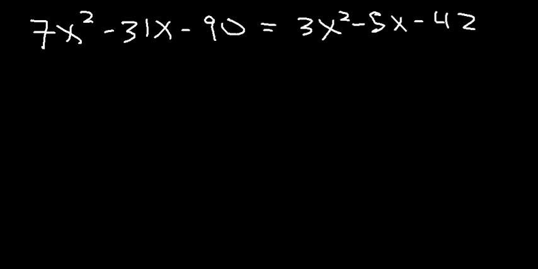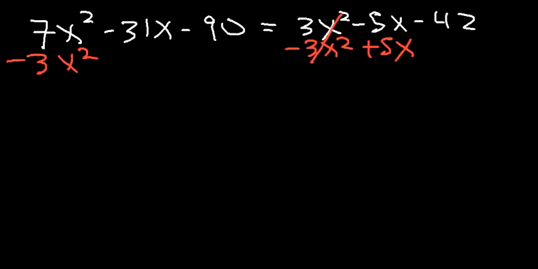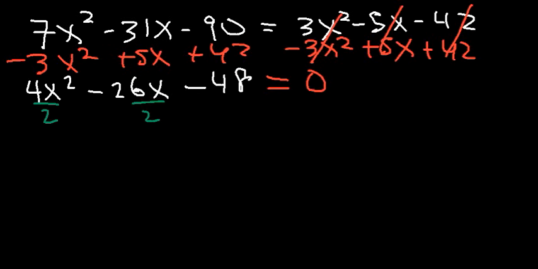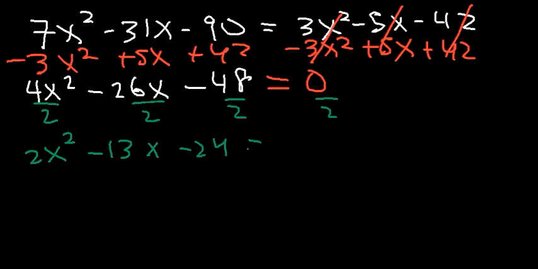Okay, so what we need to do now, let's combine like terms. Let's move everything from the right side to the left side. So let's subtract both sides by 3x squared, and let's add 5x, and then let's add 42. So on the right side we have a 0. On the left side we have 4x squared minus 26x minus 48. So it appears that we can divide everything by 2. So we have 2x squared minus 13x minus 24 is equal to 0.